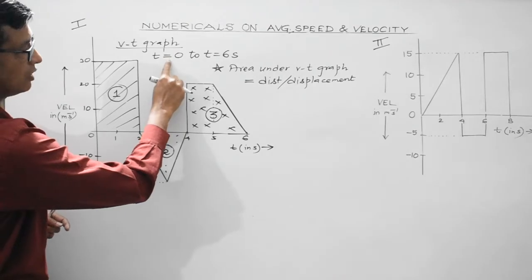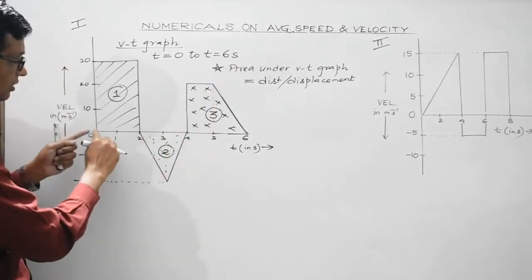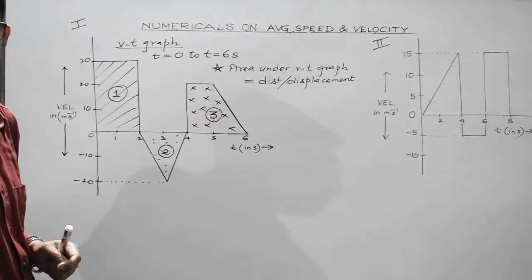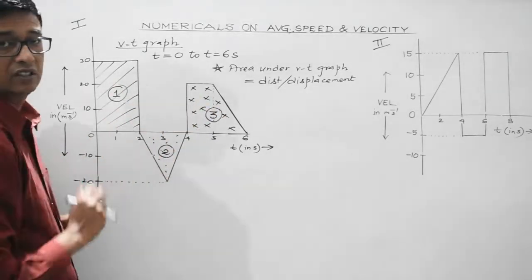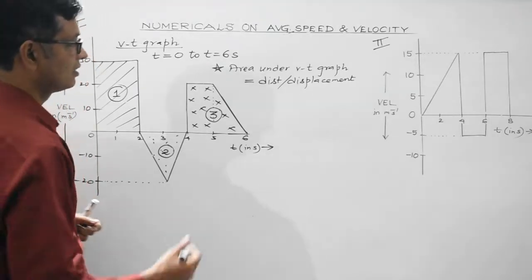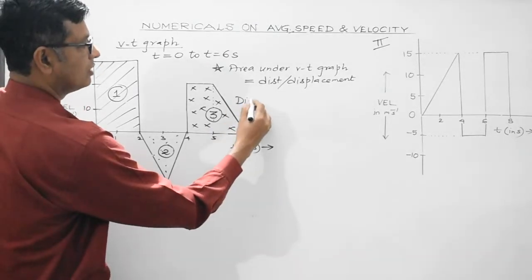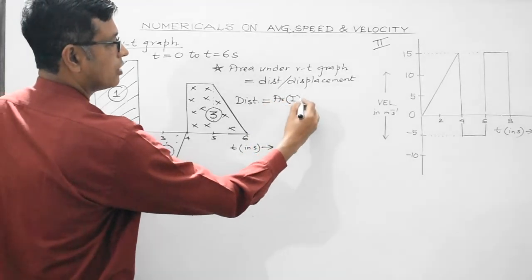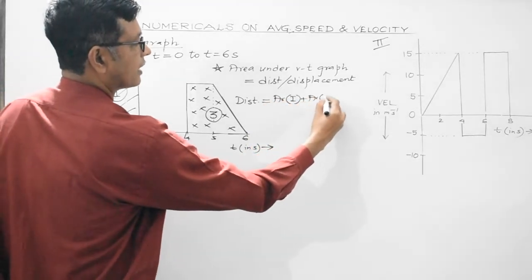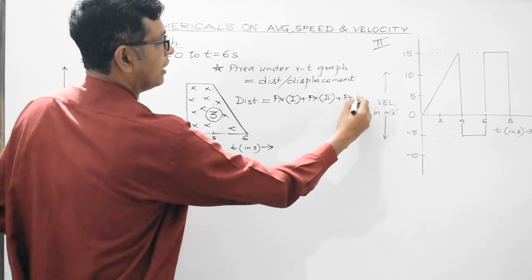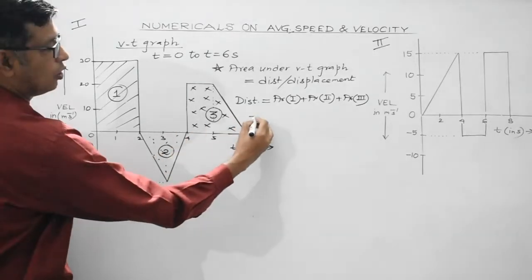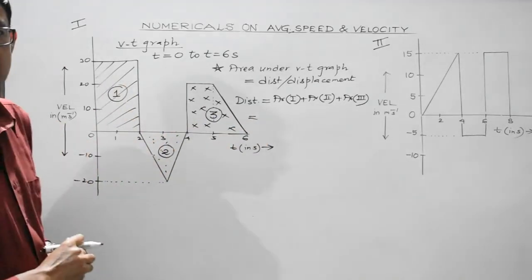Since the time interval is from 0 to 6 seconds, we need to calculate the area of all the three. So let's find out the distance. Distance covered would be equal to the area of the first portion plus the area of the second portion plus the area of the third portion. So we need to find out the area of all these shaded parts.